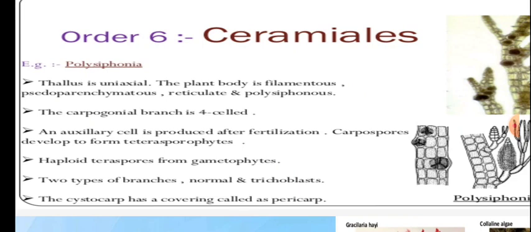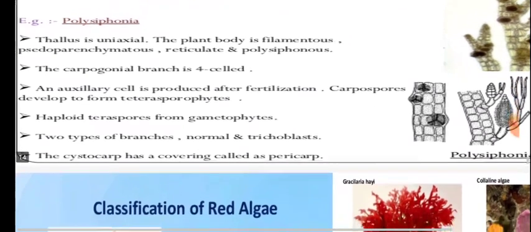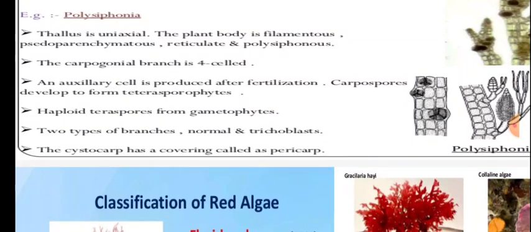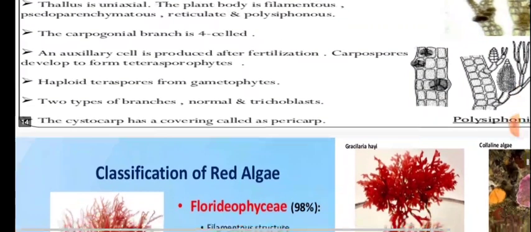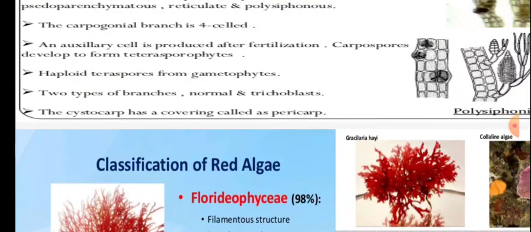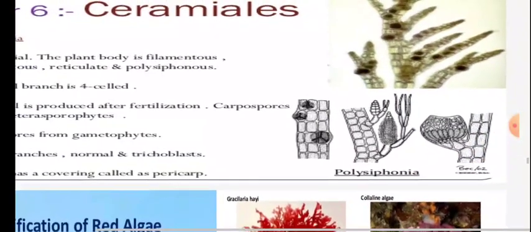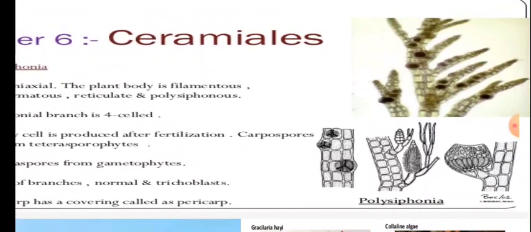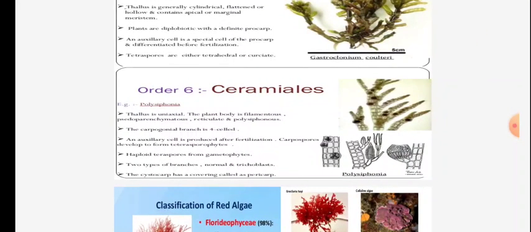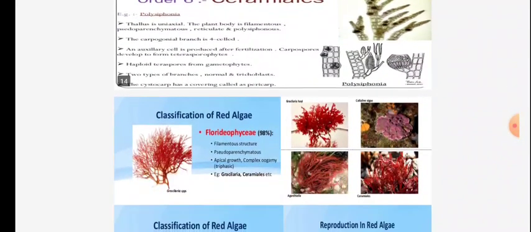So it looks like a pseudoparenchymatous. The haploid tetraspores form the gametophytes, and two types of branches, normal and the trichoblast, are there. The cystocarp has the covering called the pericarp, right? So you remember this diagram. So all about the 6 orders, we have seen.